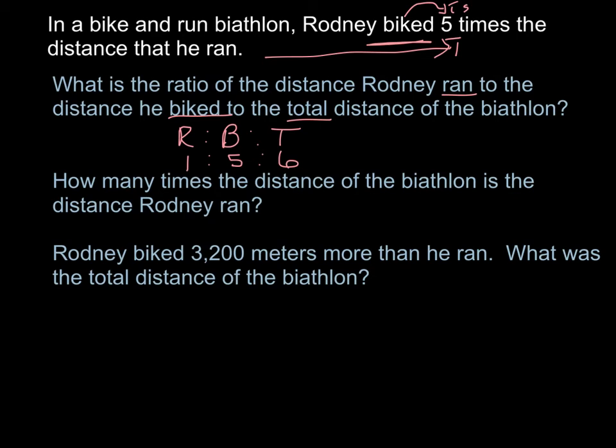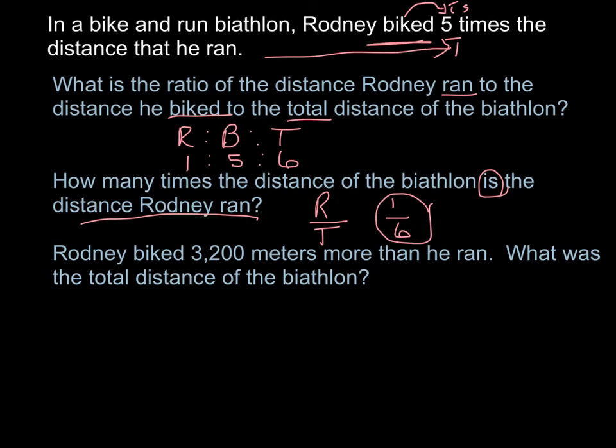The next one says how many times the distance of the biathlon is the distance Rodney ran. So I've got my is right here, and Rodney ran is by itself. So the ran number that I have right here, the 1, has to go over the whole distance of the biathlon. So ran to total needs to be 1, and my total was 6. So 1 to 6.